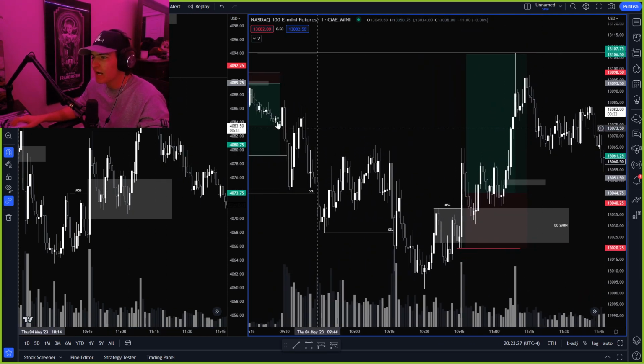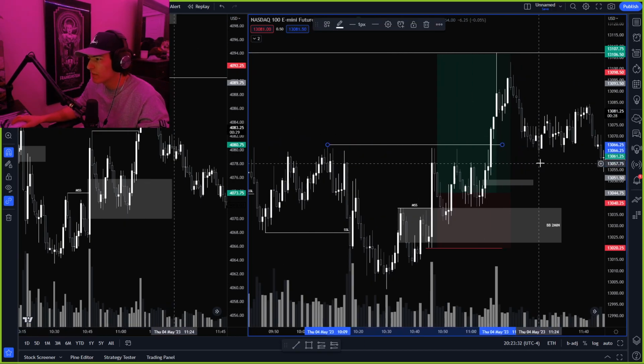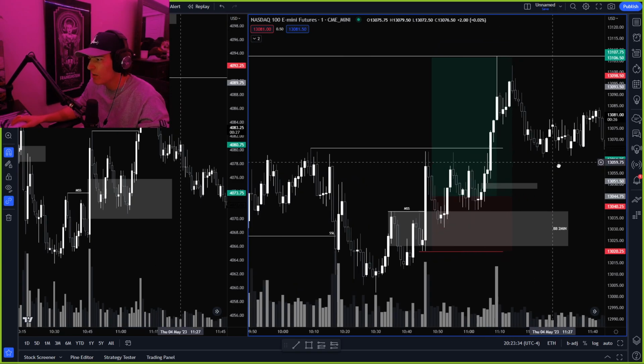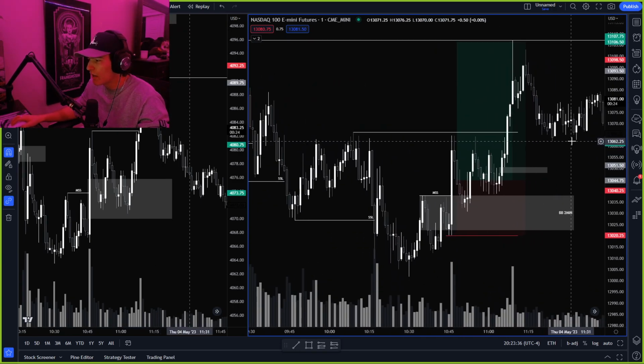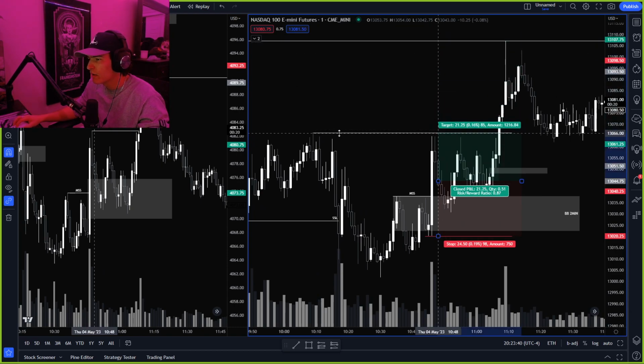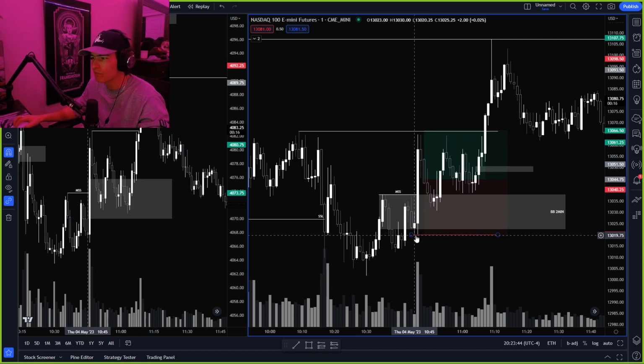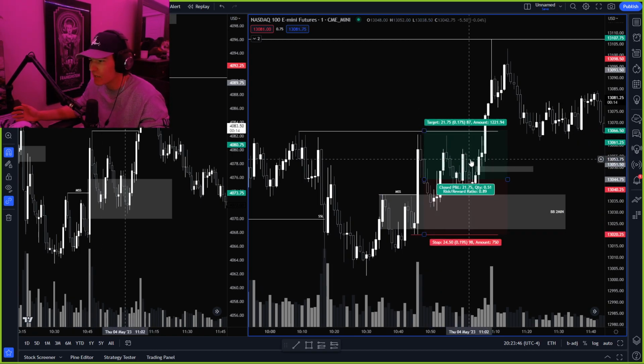But the thing is, I'm already planning to take off half of my position when we take out those highs here, right? So if I was to take off half my position here, this trade becomes less than 1 RR if I put my stop right here. That's not worth it to me. It's not worth it at all.